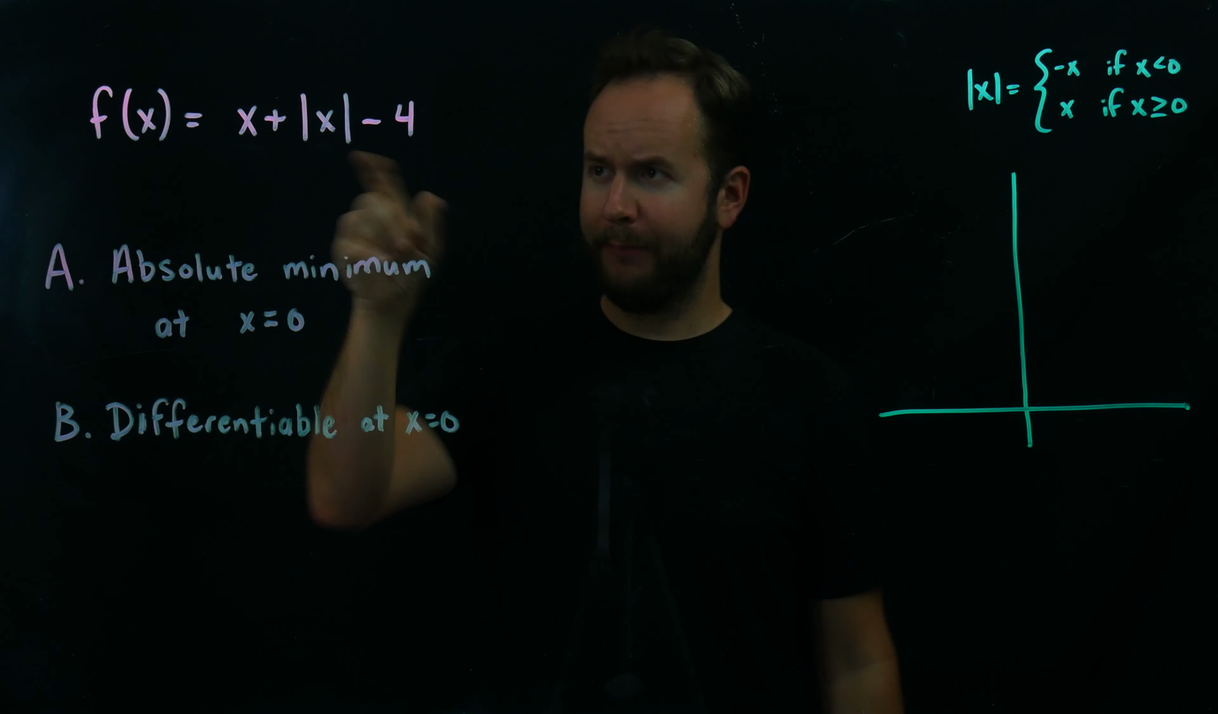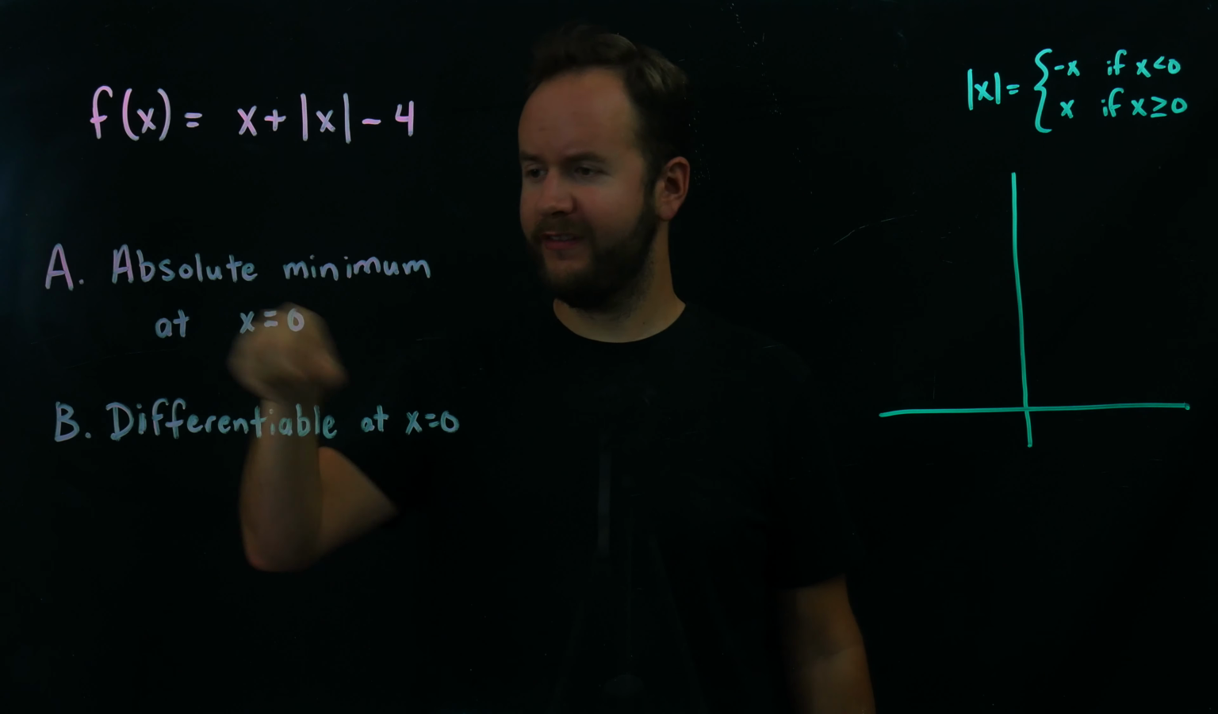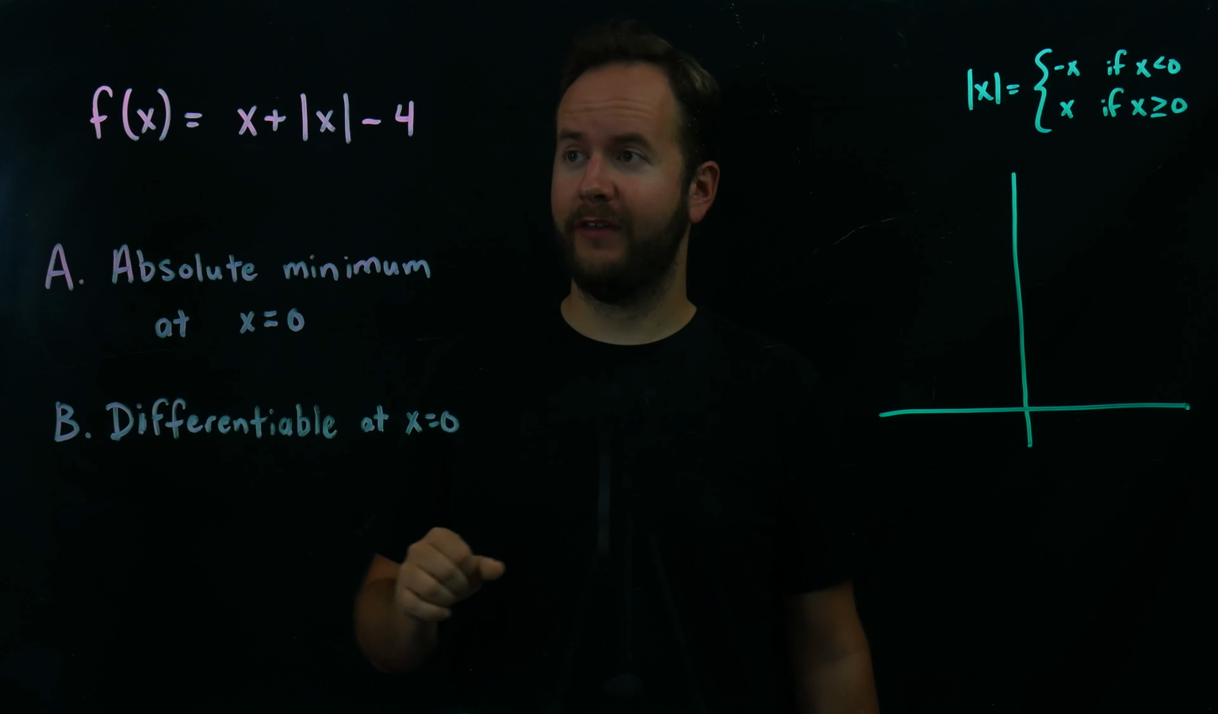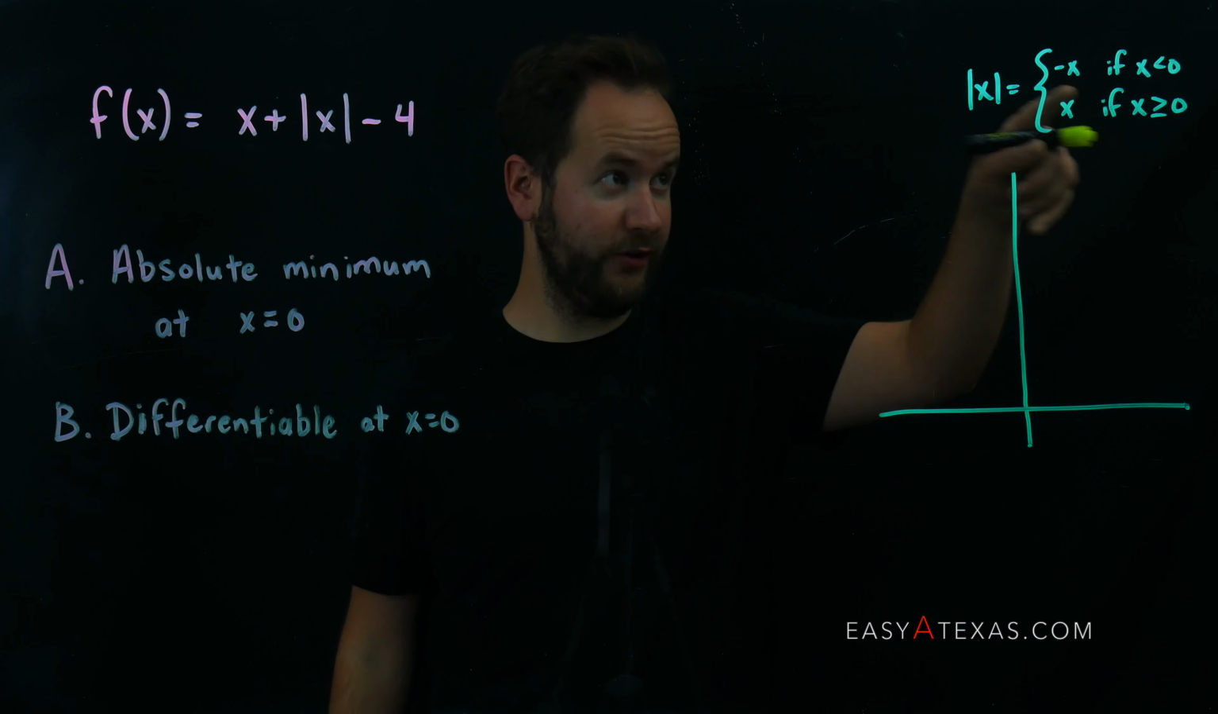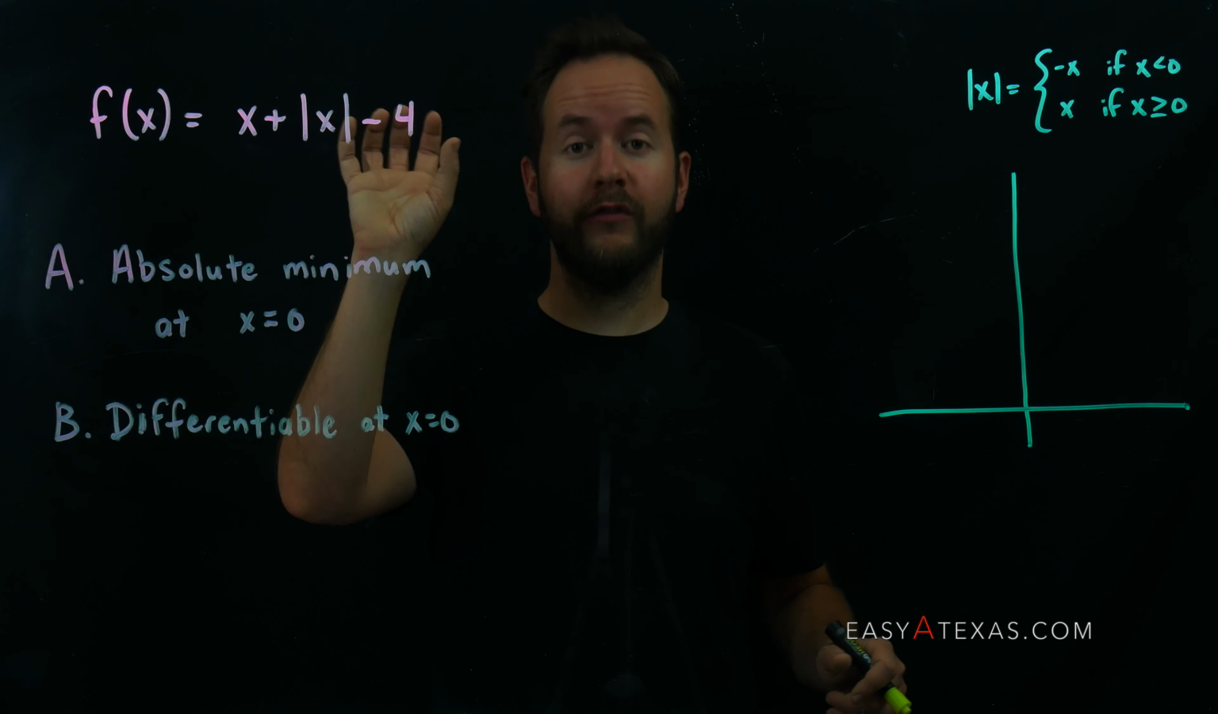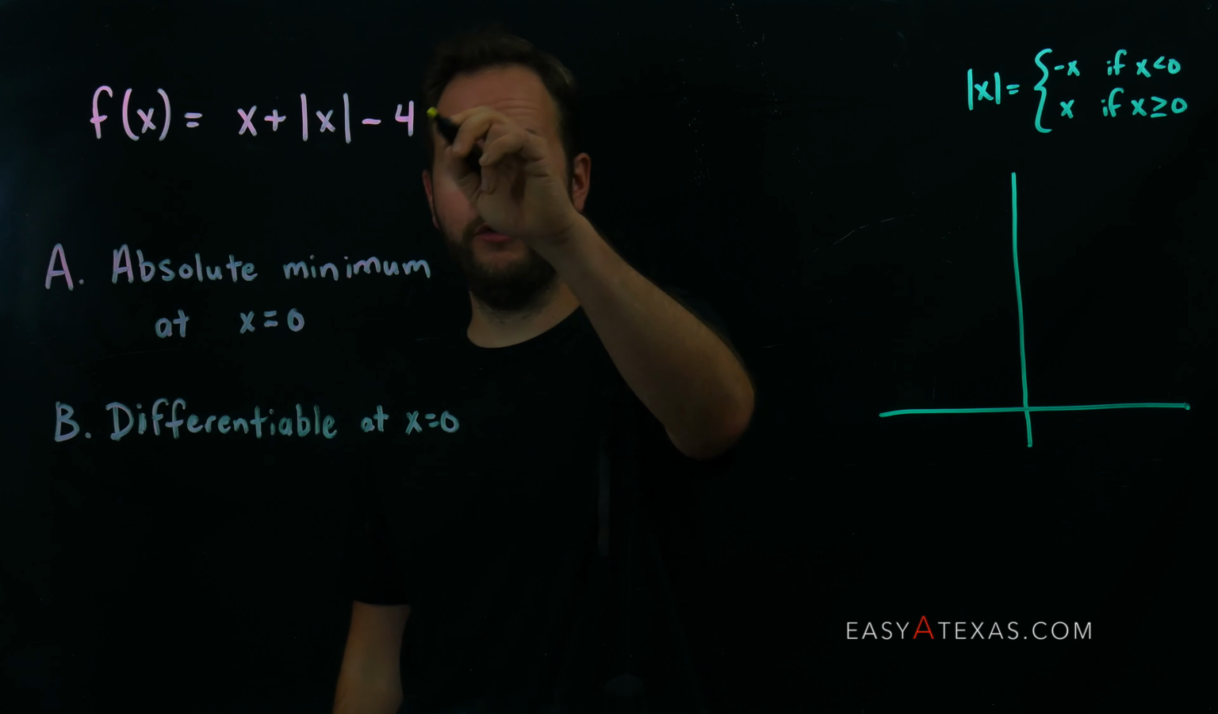Here we're given a function with absolute value in it, and we're trying to figure out which of these statements are true or false. What I'm going to do first is say, hey, absolute value is piecewise defined. Here's its piecewise definition over here. So f of x over here is also going to have a piecewise definition. We're going to have two cases.